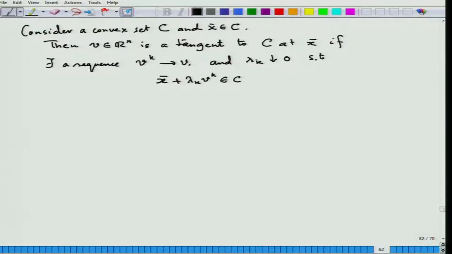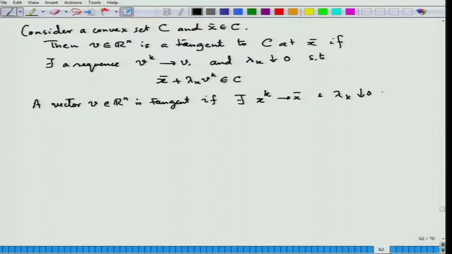Now, observe that when I am having a real sequence, my indexing is at the bottom, and when I am talking about a vector sequence here, my indexing is at the top. So, this can have an equivalent definition: a vector v, an element of R^n, is tangent if there exists a sequence x^k converging to x bar and lambda_k converging to 0, such that (x^k minus x bar) by lambda_k converges to v. This also comes from the earlier fact; both are equivalent, you can check it out.